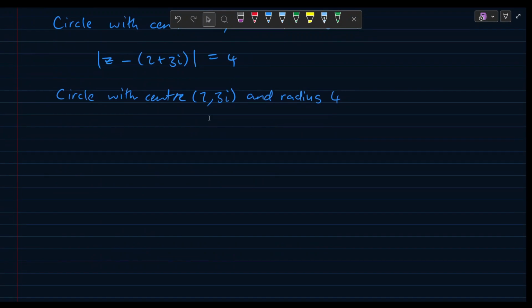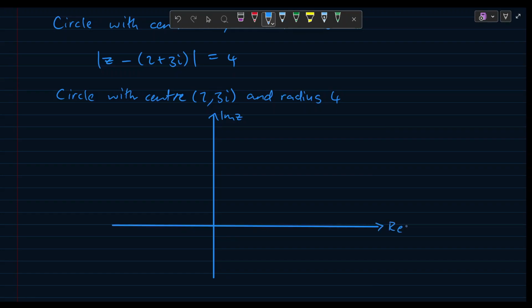Alright, so let's draw that. So we've got our imaginary axis and we've got our real axis. The center of our circle is 2, 3i, so 2 units in the real axis, that's here, and then 3 units in the imaginary axis. So the center will be right here. And we want to draw a circle with a radius of 4. So let's do that.